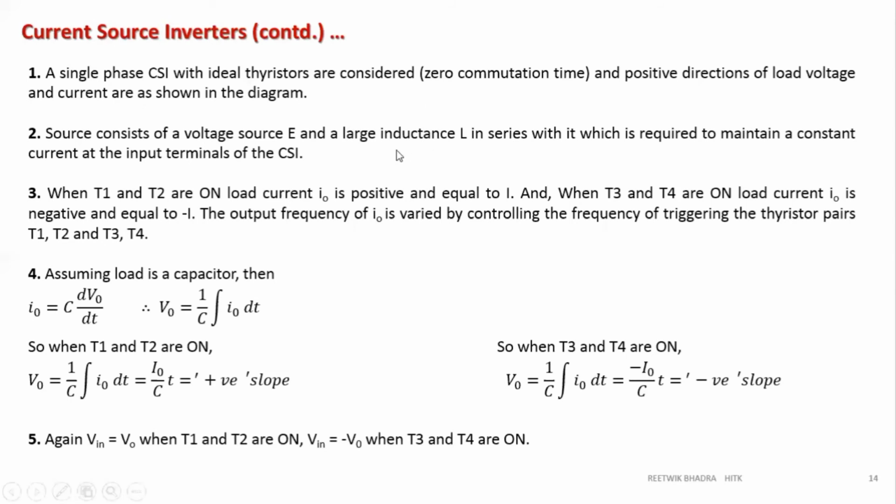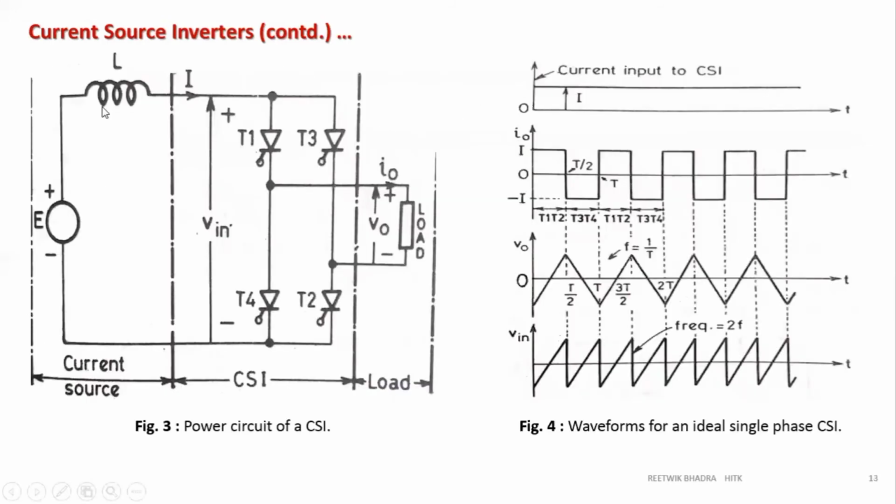Now next, we are connecting a series large inductance. It is required because it will maintain constant current and it will also act as a filter. So now we'll go to the circuit. What is my source current I? It is a constant current I, the current input to the CSI. Now what is happening in this case? We'll discuss it over here. So first, T1 and T2 are on.